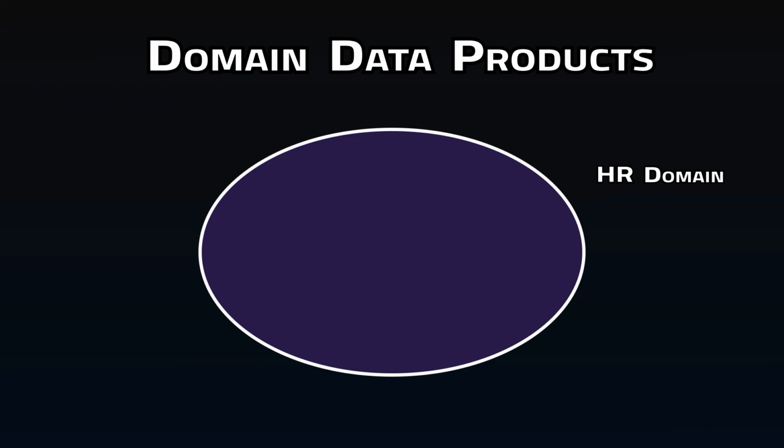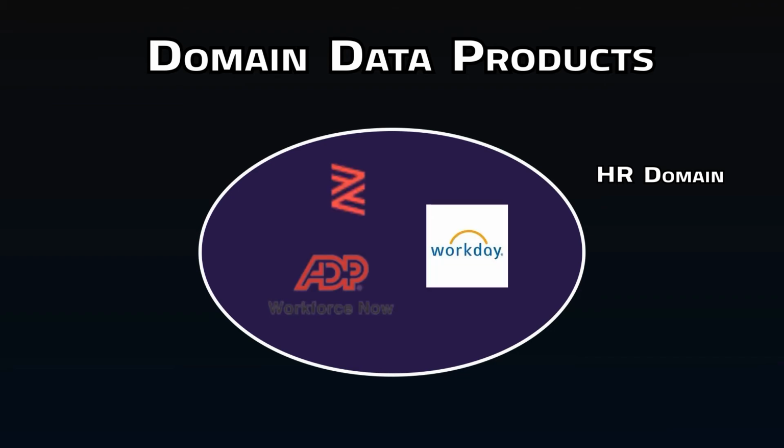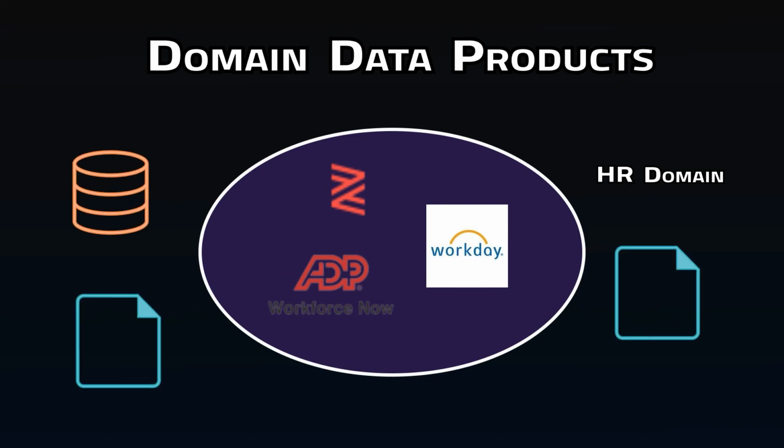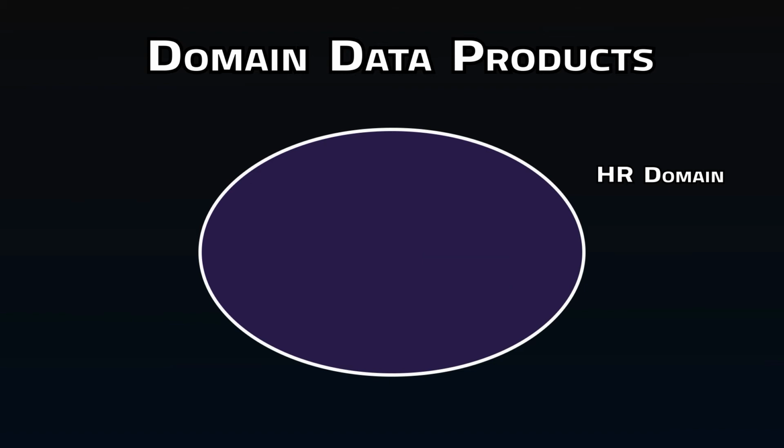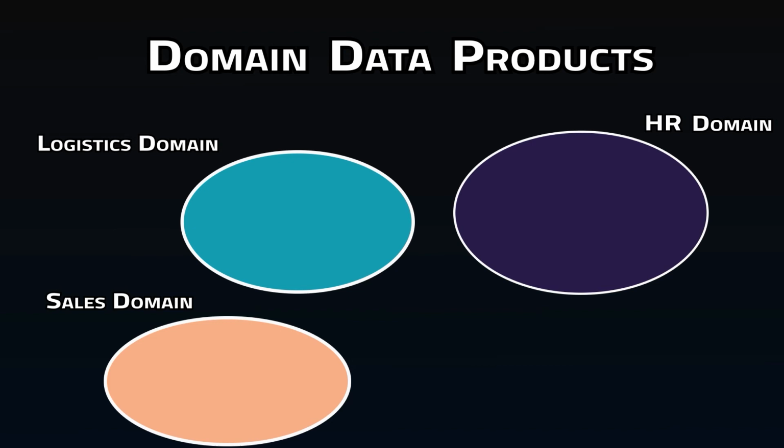Now, the HR domain may include several data sources. Let's say there is a recruiting app, a benefits platform, and a payroll application. The HR team will manage all of this data and generate datasets to be consumed by other users in the company. They will also own the governance of the data in their domain. And then the same will be done by other domains around the company.